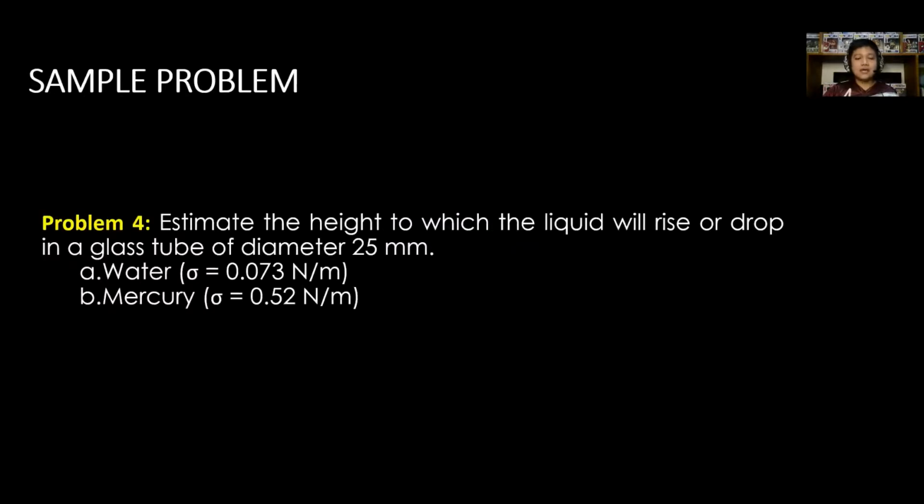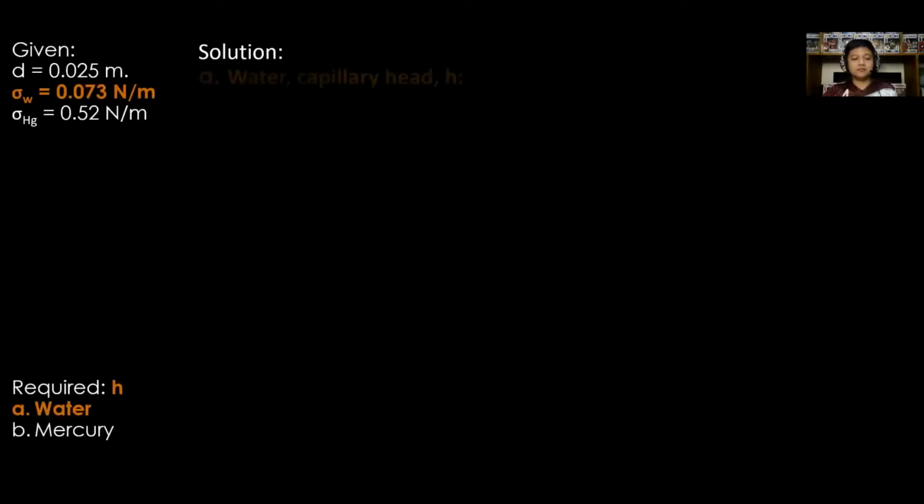So for our sample problem, under the capillarity or the surface tension. For this problem, estimate the height to which the liquid will rise or drop in a glass tube of diameter 25 millimeters. For A, water with sigma equal to 0.073 Newton per meter. And for B, mercury with sigma equal to 0.52 Newton per meter.